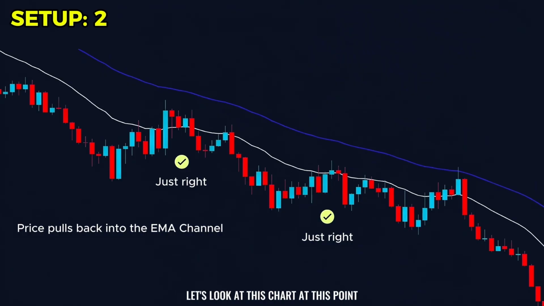Let's look at this chart. At this point, the price pulls back and closes inside the EMA channel. After that, the market spends about 1 week consolidating before bouncing higher. That is when we look for an entry.